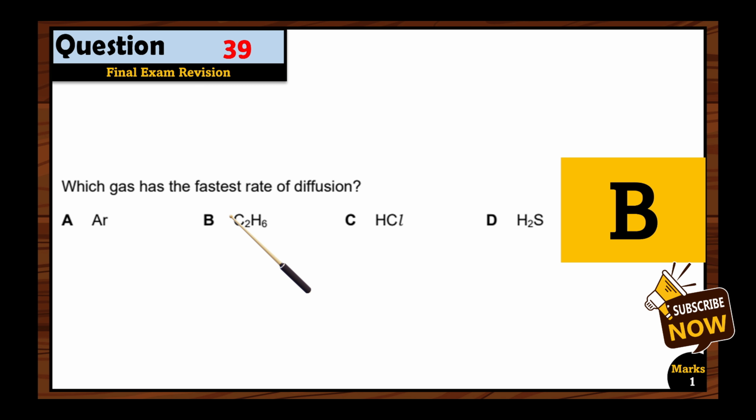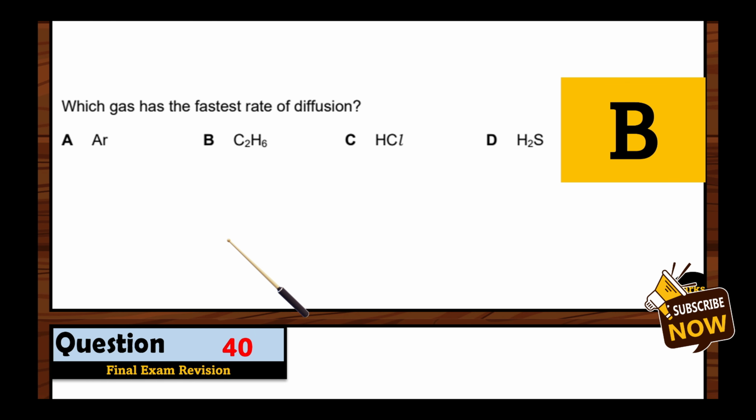Okay, so how do I know that it is C2H6? Of course, we have to calculate from the periodic table. The periodic table will be given to you, so you can just find it from the periodic table. You just quickly calculate them, and then you can find which one has the highest or the lowest molecular weight. If it has the lowest molecular weight, then it has the fastest rate of diffusion. Okay, so B is the correct answer.